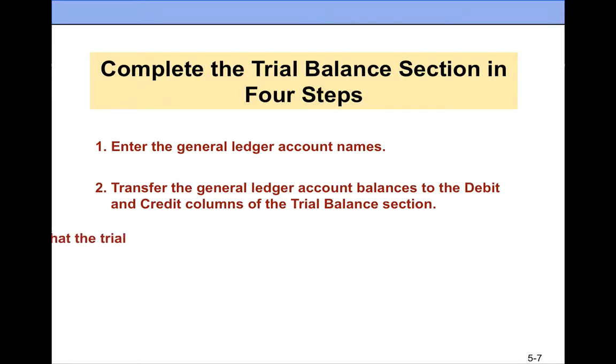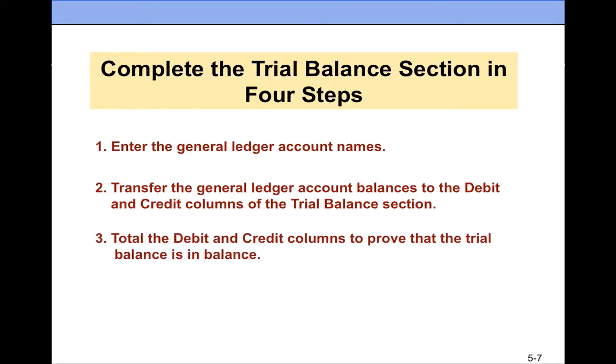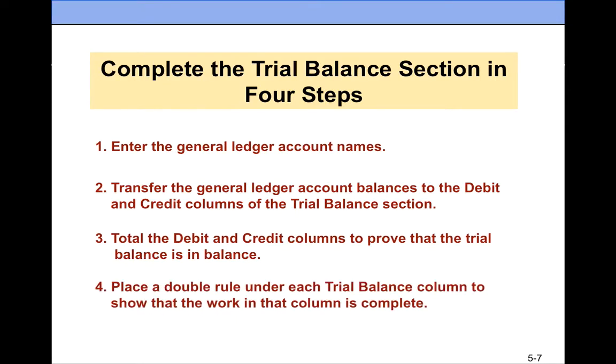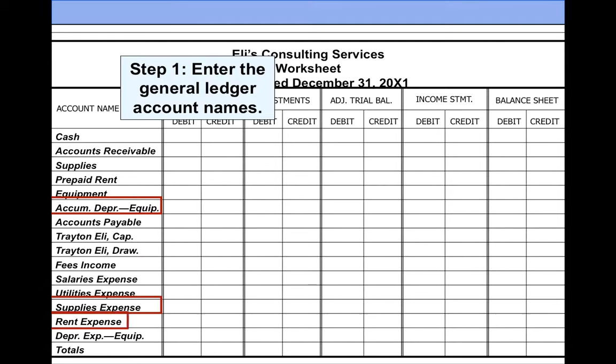Then we're going to total the debit and credit columns, and we're going to prove that the trial balance is actually in balance, and then we're going to double underline both totals to show that the column is complete. So here we are.